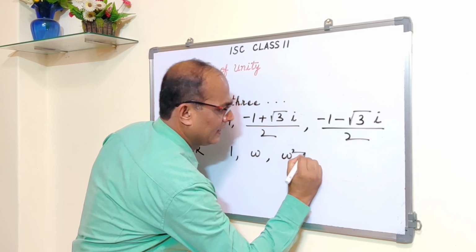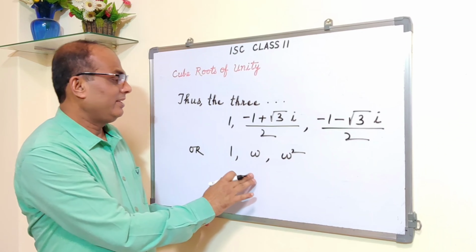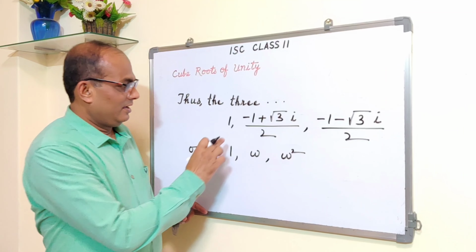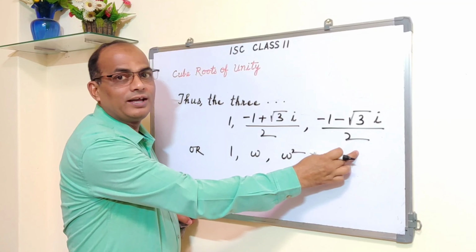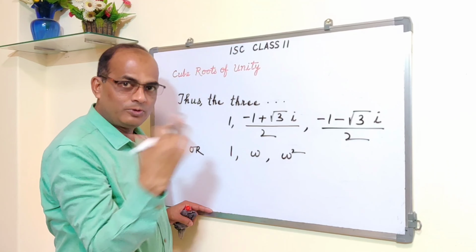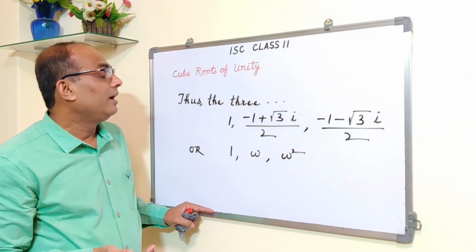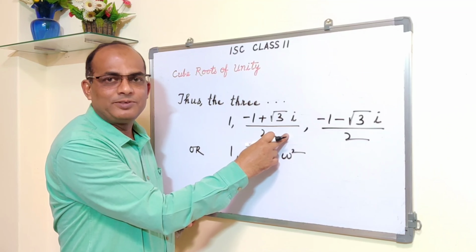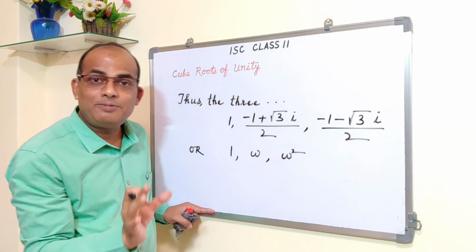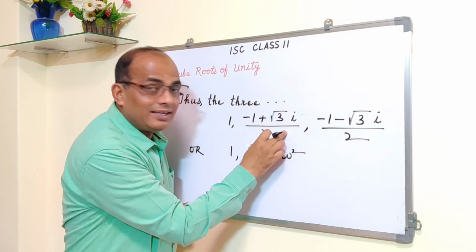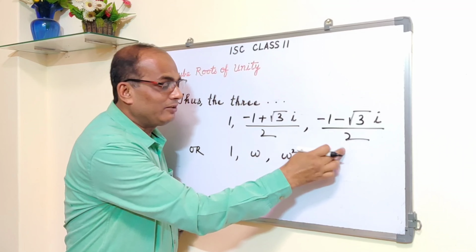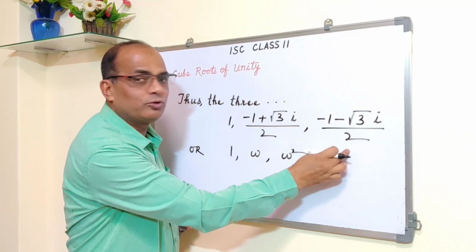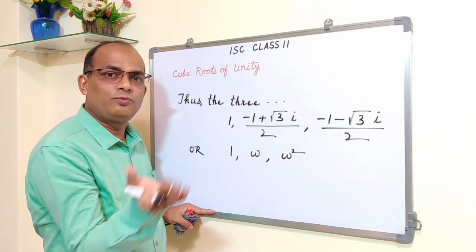So we remember this: the three cube roots of unity are 1, omega and omega square. If this is omega, then this is omega square, and if you call this omega, then this will be omega square. This we will prove in my next lecture: each complex cube root of unity is the square of the other. For example, this complex cube root of unity will be the square of this. That's why, if this is omega, this becomes omega square. Clear? I'll prove this in my next lecture.